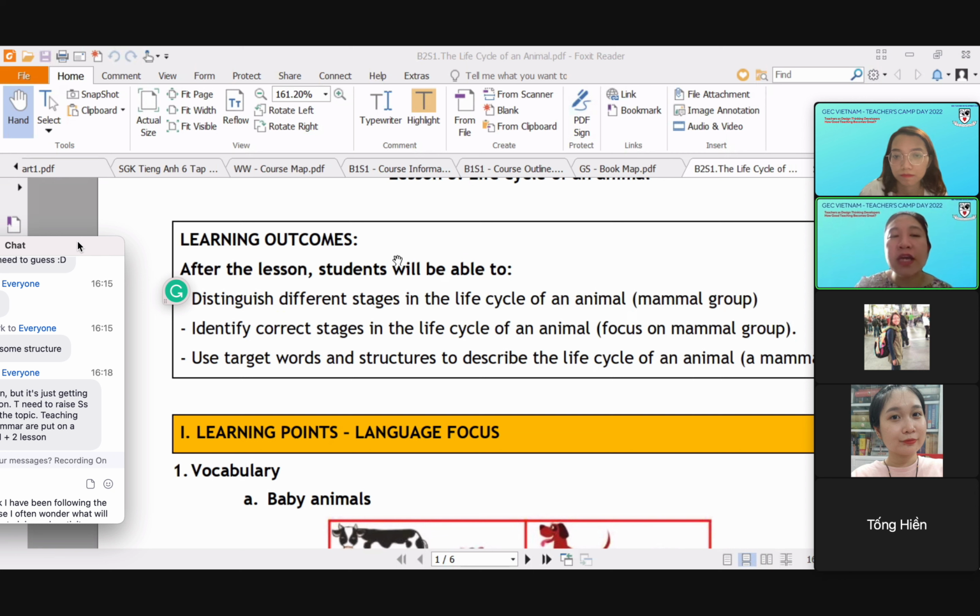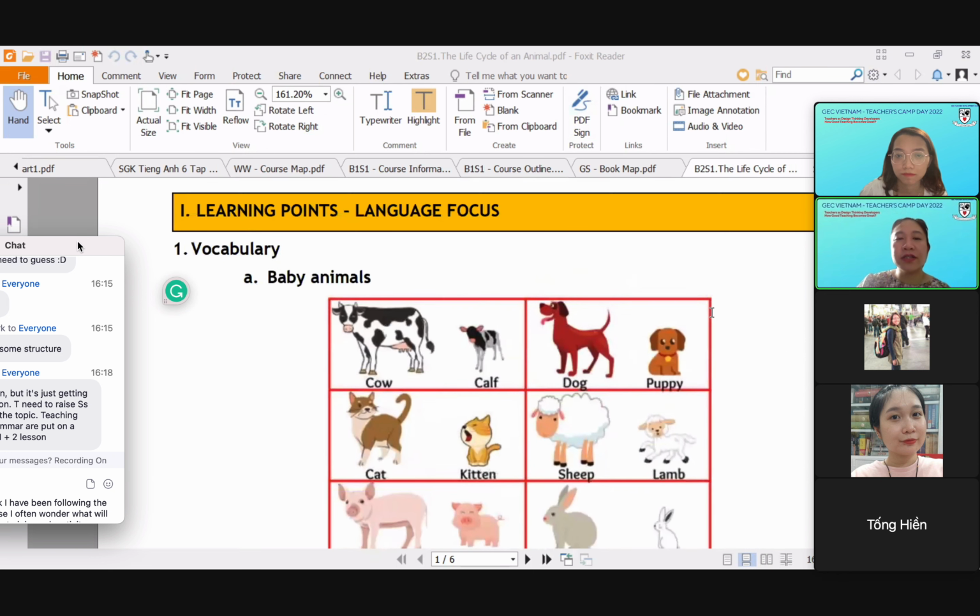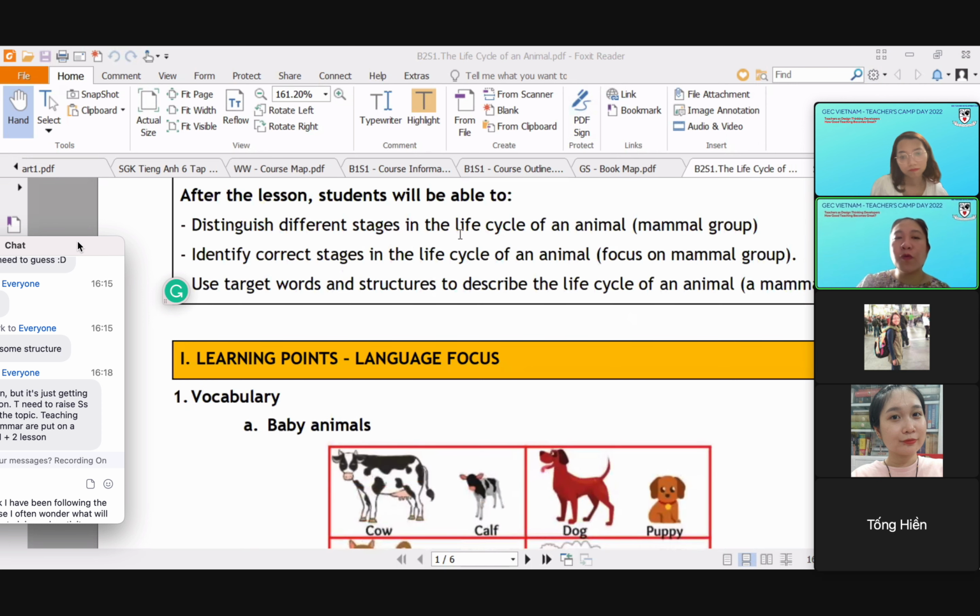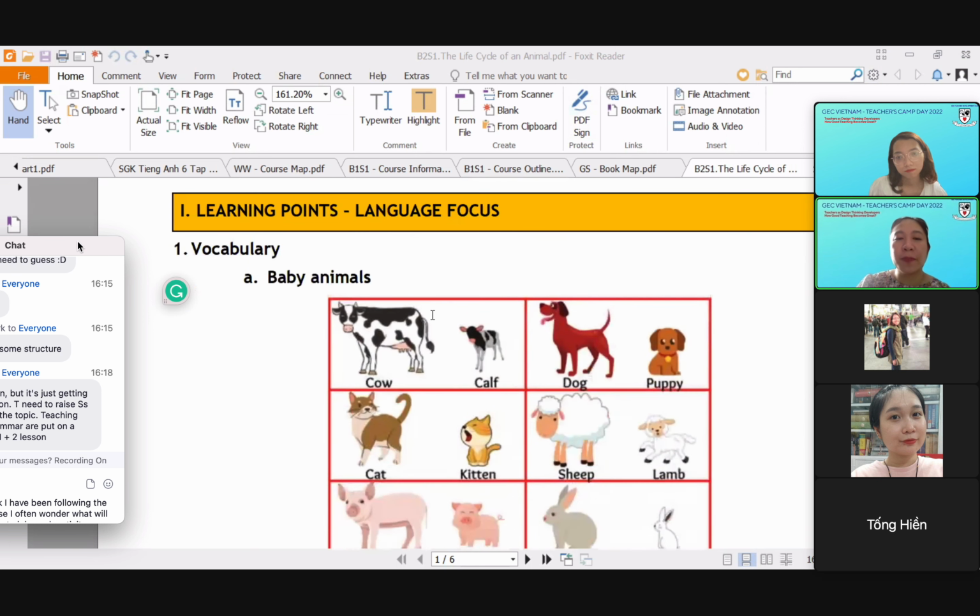We have 3 big outcomes that students are expected to demonstrate. Distinguish different stages in the life cycle of an animal. Identify correct stages in the life cycle of an animal, and use target language to describe the life cycle of a mammal. And in here is just the learning points, language focus here.